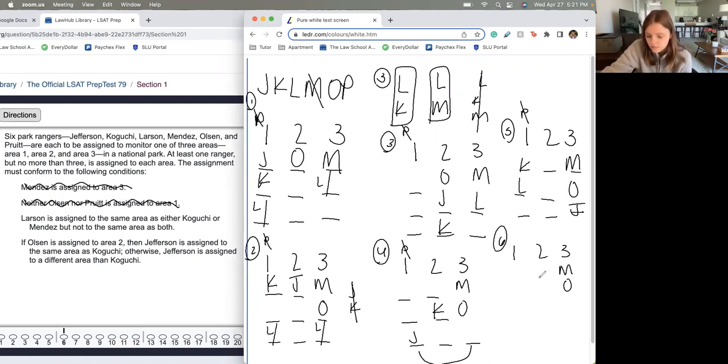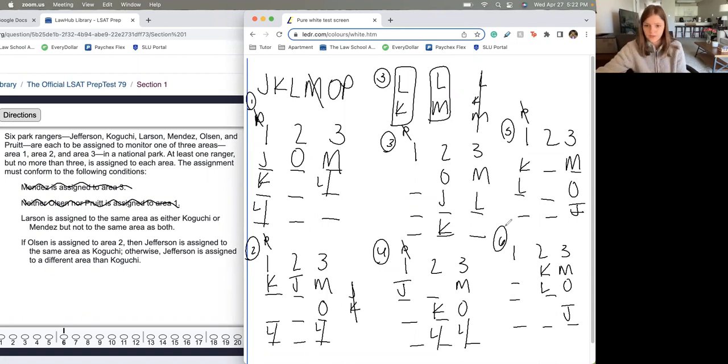M-O. Why do I have K in the middle? Okay. I'm going to put J in that third row there. Keep J in my first column. So now when I'm looking at that third rule, L is with K or M. L is either going to go in that second spot or that third spot. And then in the sixth world, L is forced to go with K.